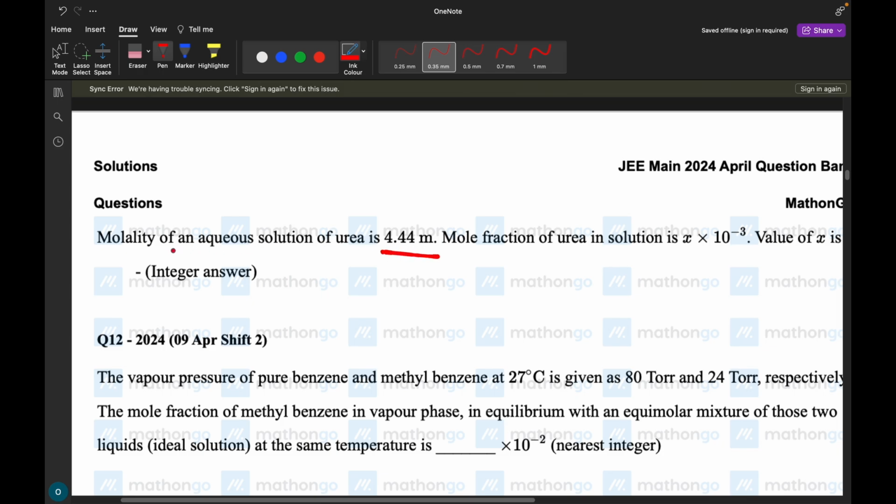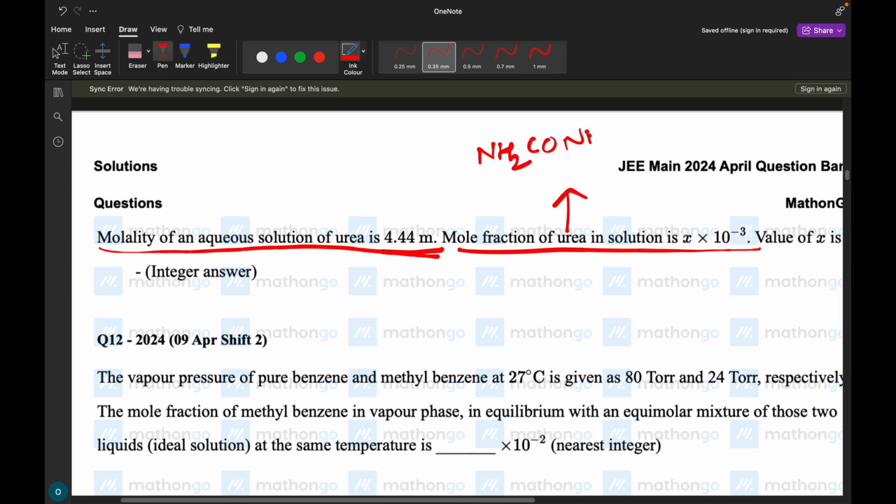Okay, try it. Molality is given to us. Mole fraction is asked. And it is talking about urea. Urea is NH2CONH2. He mentioned here it's an aqueous solution, right? The solvent is water. Do you remember the relation between molality and mole fraction?